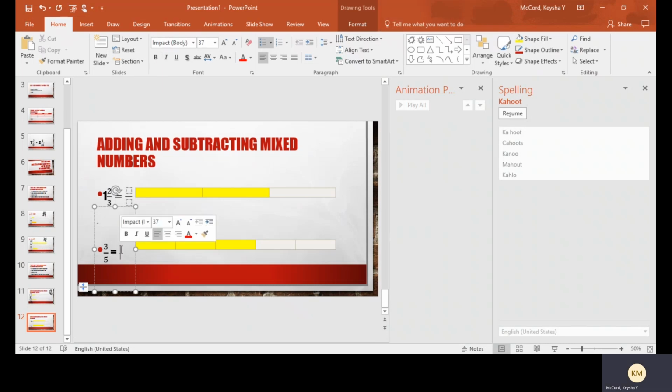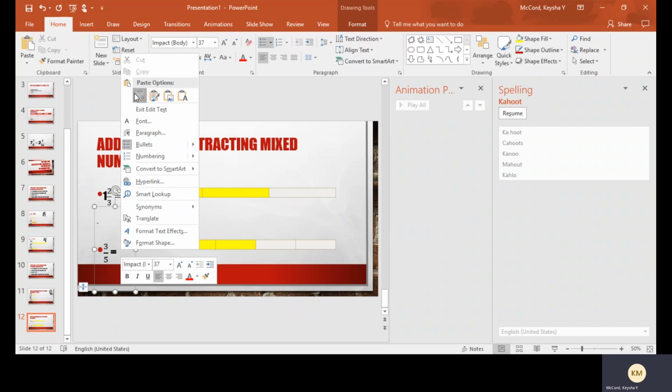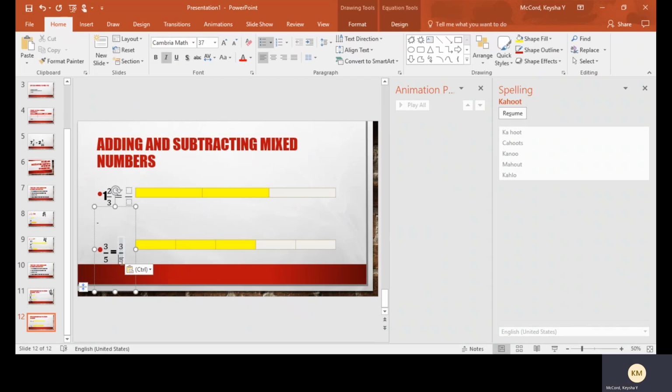2/3 minus 3/5. Now, we already know how to deal with a whole number. 1 minus 0 is 1. So I'm going to focus right now on my fraction.